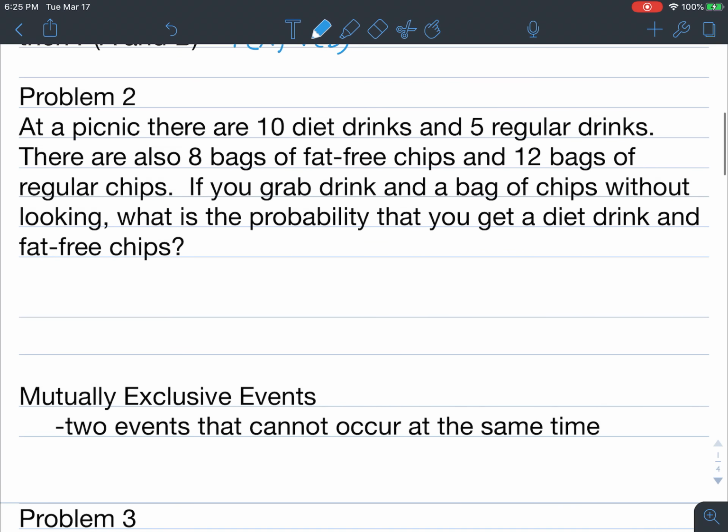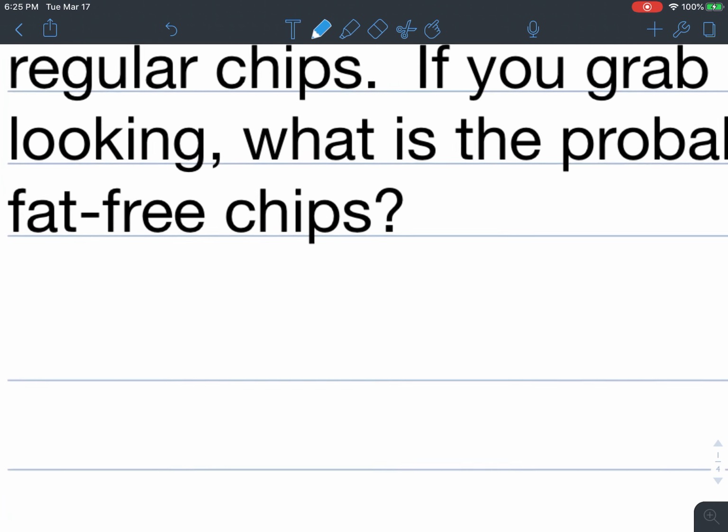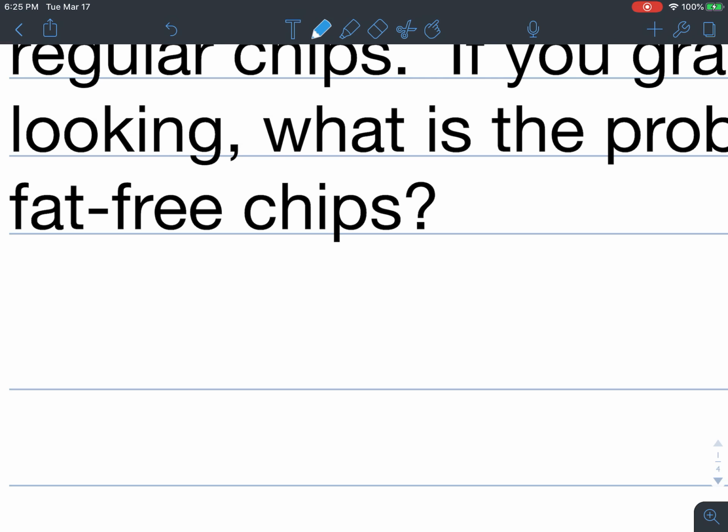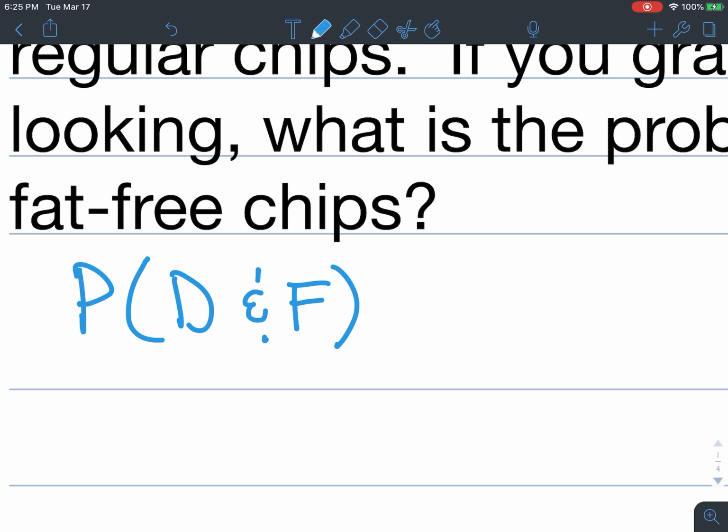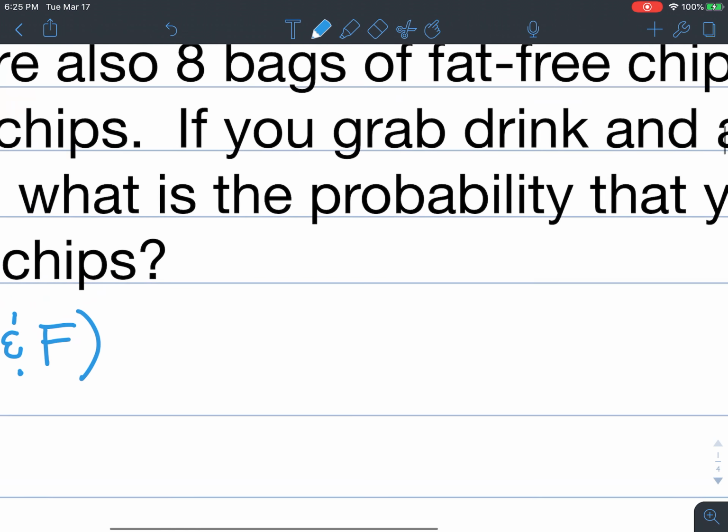Let's look at problem 2. At a picnic, there are 10 diet drinks and 5 regular drinks. There are also 8 bags of fat-free chips and 12 bags of regular chips. If you grab a drink and a bag of chips without looking, what is the probability that you get a diet drink and fat-free chips? So we're talking about the probability of a diet drink and fat-free chips. Well, we're going to have to decide if this is independent or dependent.